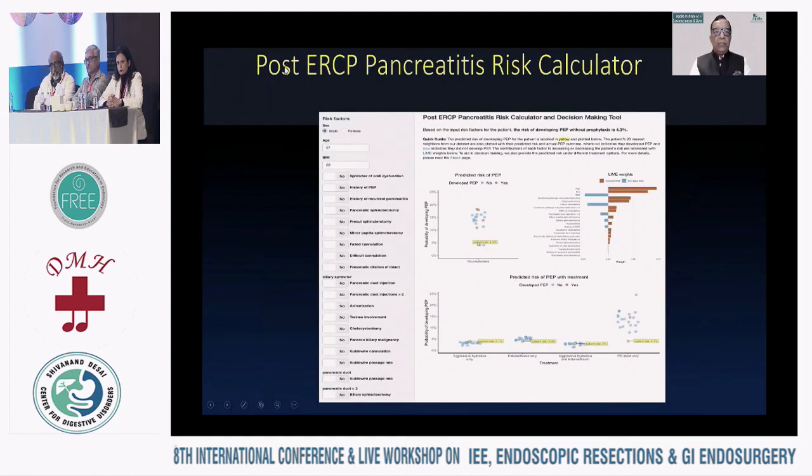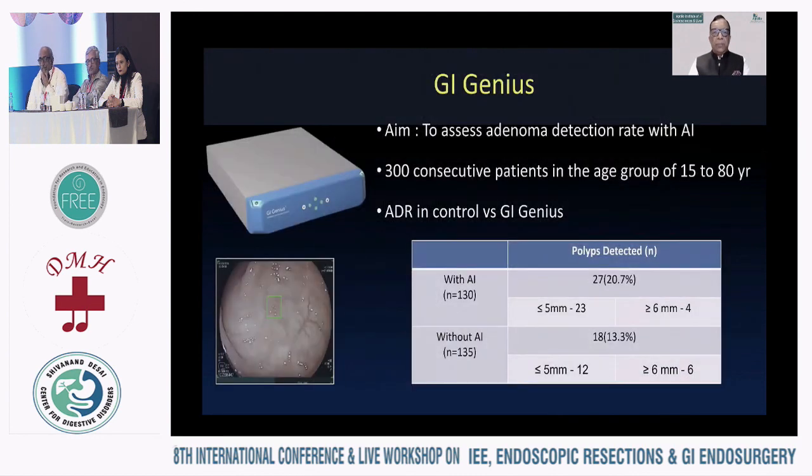Based on this, we produced a medical calculator called the post-ERCP pancreatitis risk calculator, where, just like any other medical calculator, you put in age, sex, BMI, and the other risk factors, and it gives you an approximate predicted risk of post-ERCP pancreatitis. It also tells you how the risk of pancreatitis can be reduced if you use these prophylactic measures. Again, this requires more validation, but appears very promising.